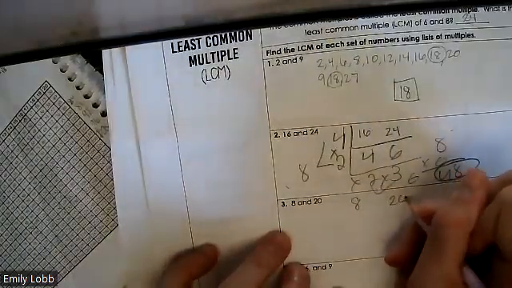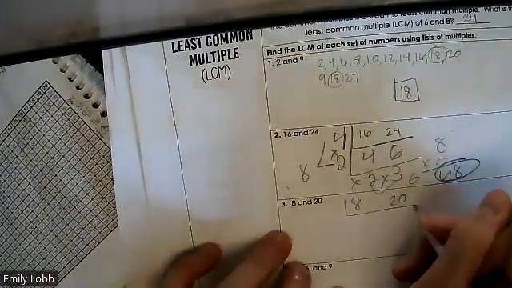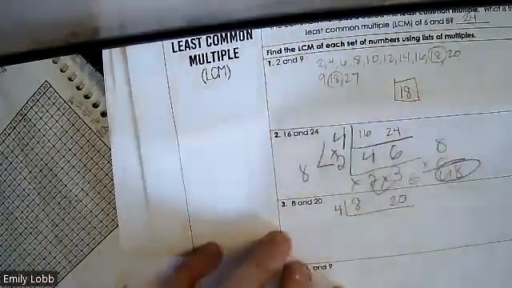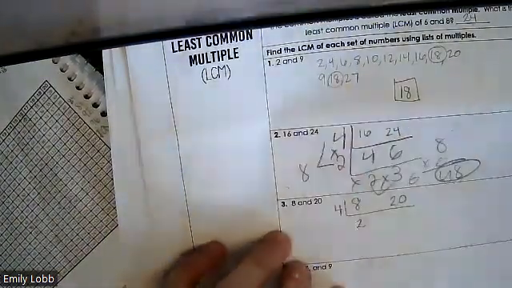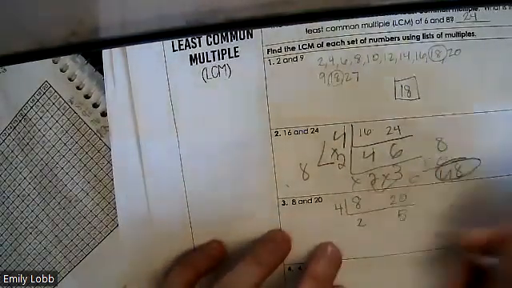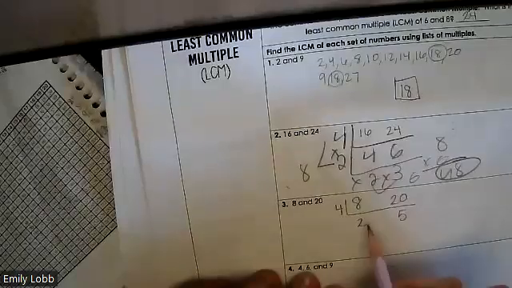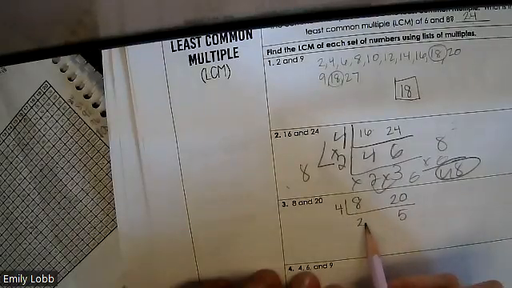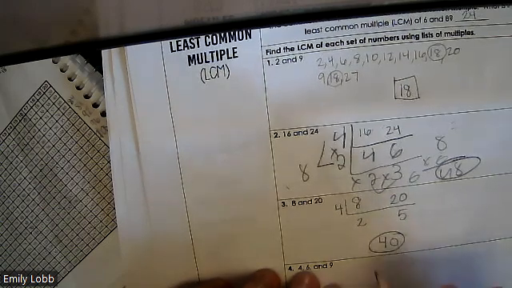What could I take out of 8 and 20? 4. So 4 times what is 8? 4 times what is 20? 5. These don't have any in common. So now all I have to do is 4 times 2 times 5. So this answer is 40.